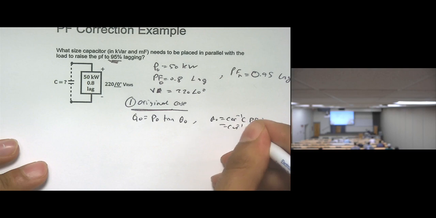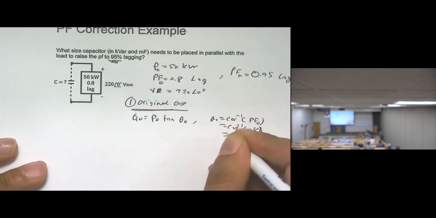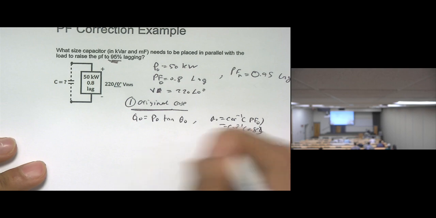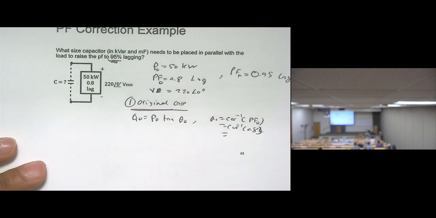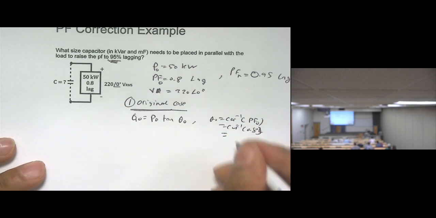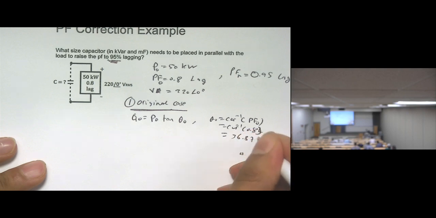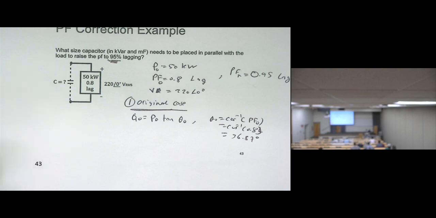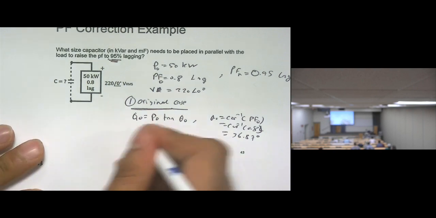So cosine inverse of 0.8, then it's going to be 36.87 degrees. Is it positive or negative? Positive. Why? It's lagging. It's lagging, right. So substitute the value.